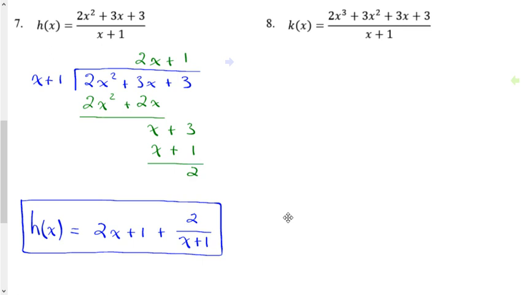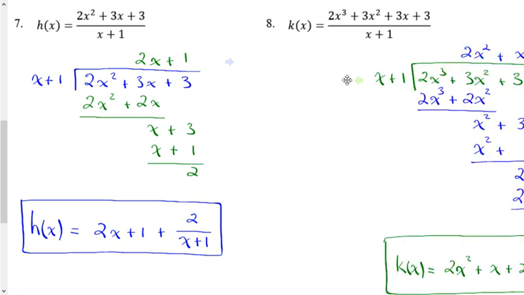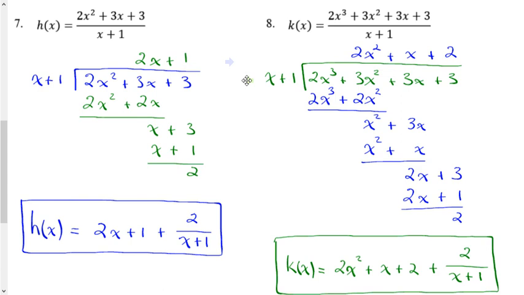Question number 8, similar process. And once again, we're getting a remainder of 2. That won't always happen. These questions are just set up as kind of similar functions. But again, I have my quotient, this quadratic, plus the remainder over the divisor. Well, all of this is setting the stage for finding slant or oblique asymptotes.